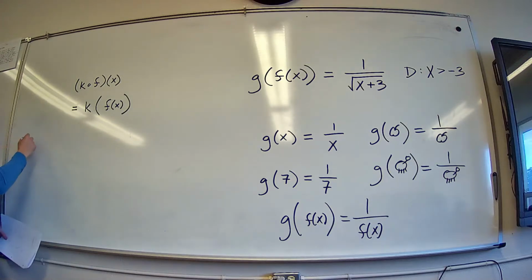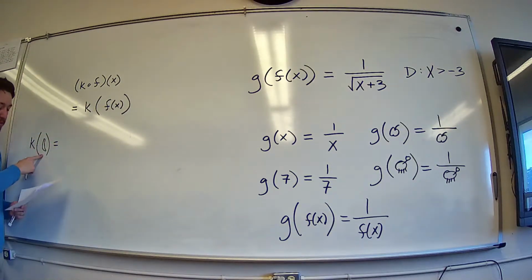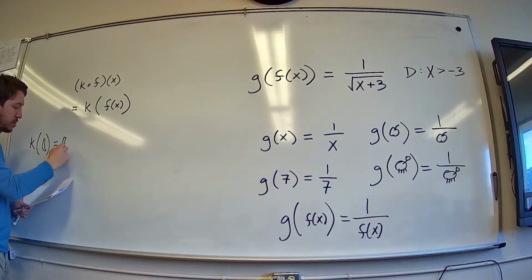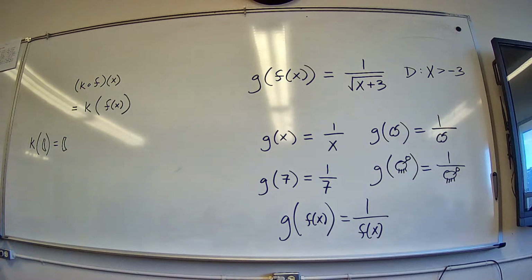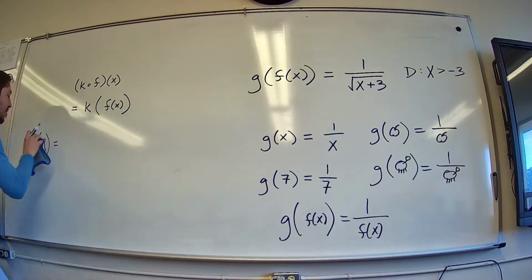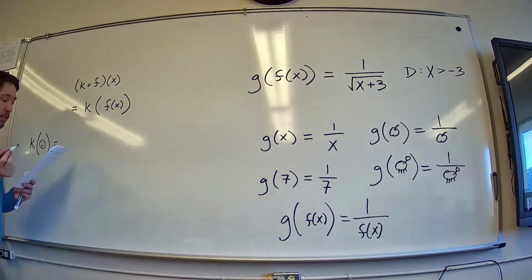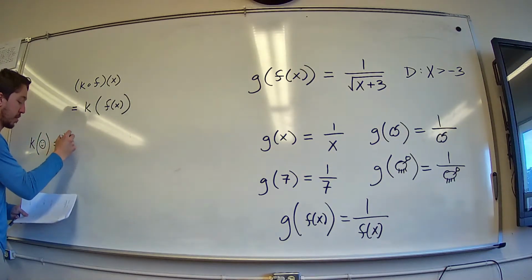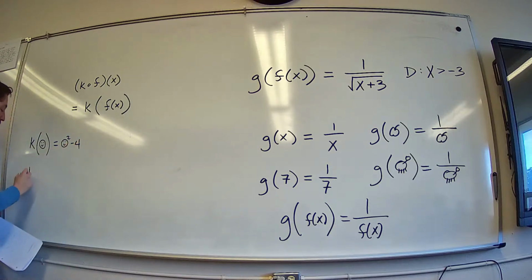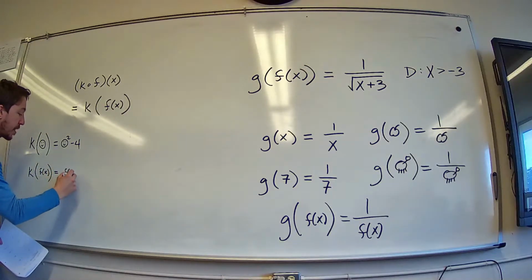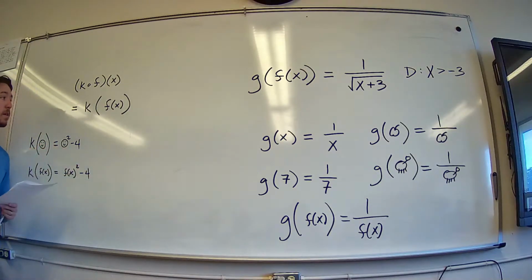Well, what's K of banana? That's a banana, I think. I can't draw a banana. Just one line, like a moon. An abstract banana. Well, I'll make a smiley face. How about that? K of smiley face is just smiley face squared minus 4. So therefore, K of f of x is f of x squared minus 4.